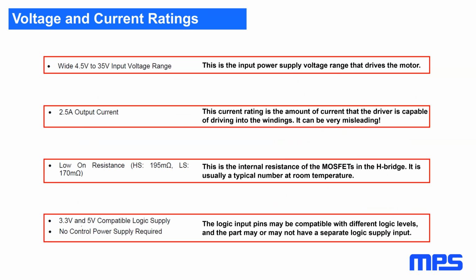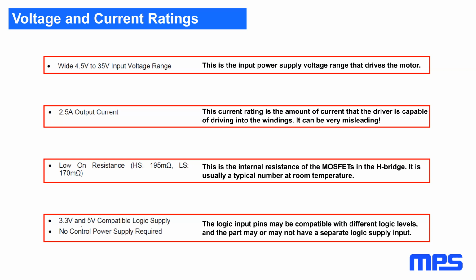Next item is the output current. Unfortunately, this spec on the datasheet may be nearly meaningless, as we'll see in detail later. In any case, this rating must be equal to, or more likely considerably higher than, the current that you actually want to drive into the motor windings. The MOSFET on resistance, or RDS on, is important to determine how much current the driver can really deliver in your system. It's used for power and thermal calculations. Again, more on this in a minute.